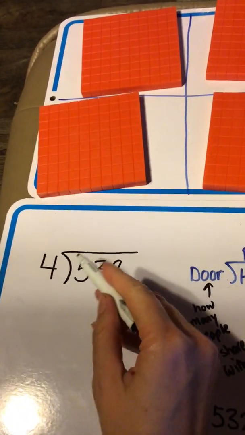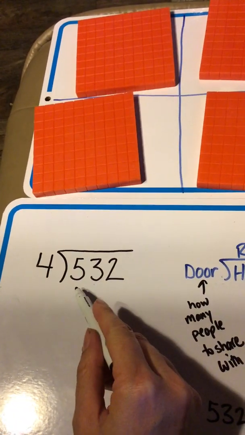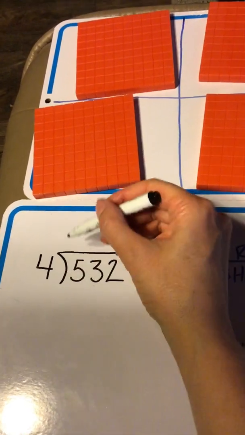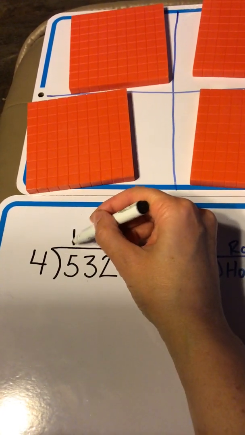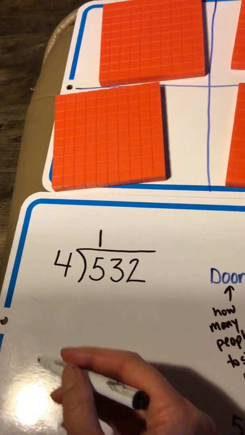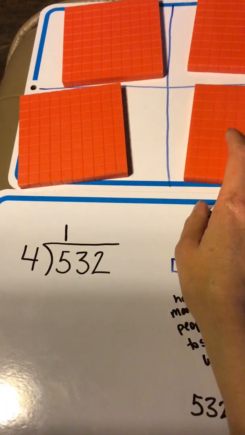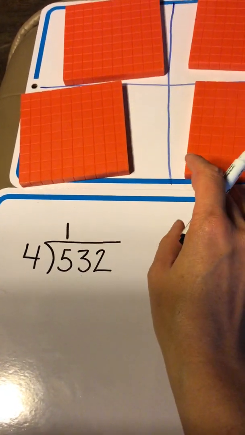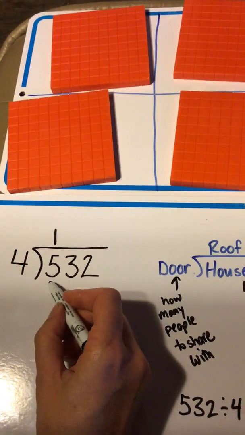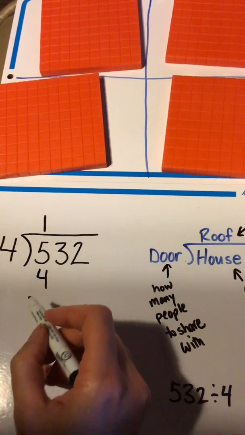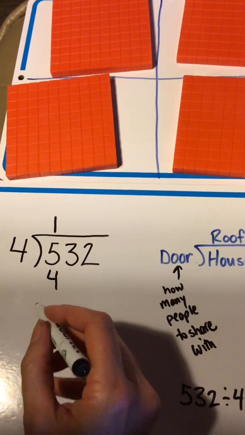Okay, so Daddy's answer's on the roof. We divided. I had 5 things. I shared them with my 4 friends. Everybody got 1. Now, that used up some of what I've got. So everybody got 1, but there's 4 people who got it. So 1 times 4, we used up 4 of our hundreds here.